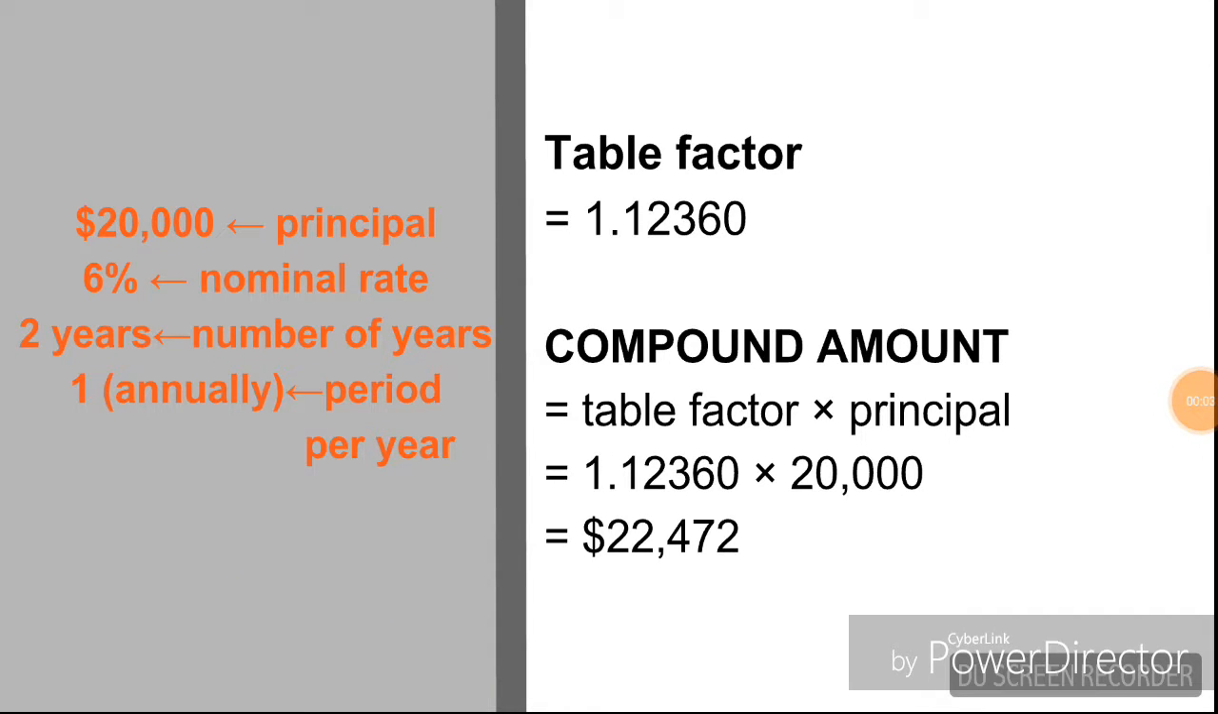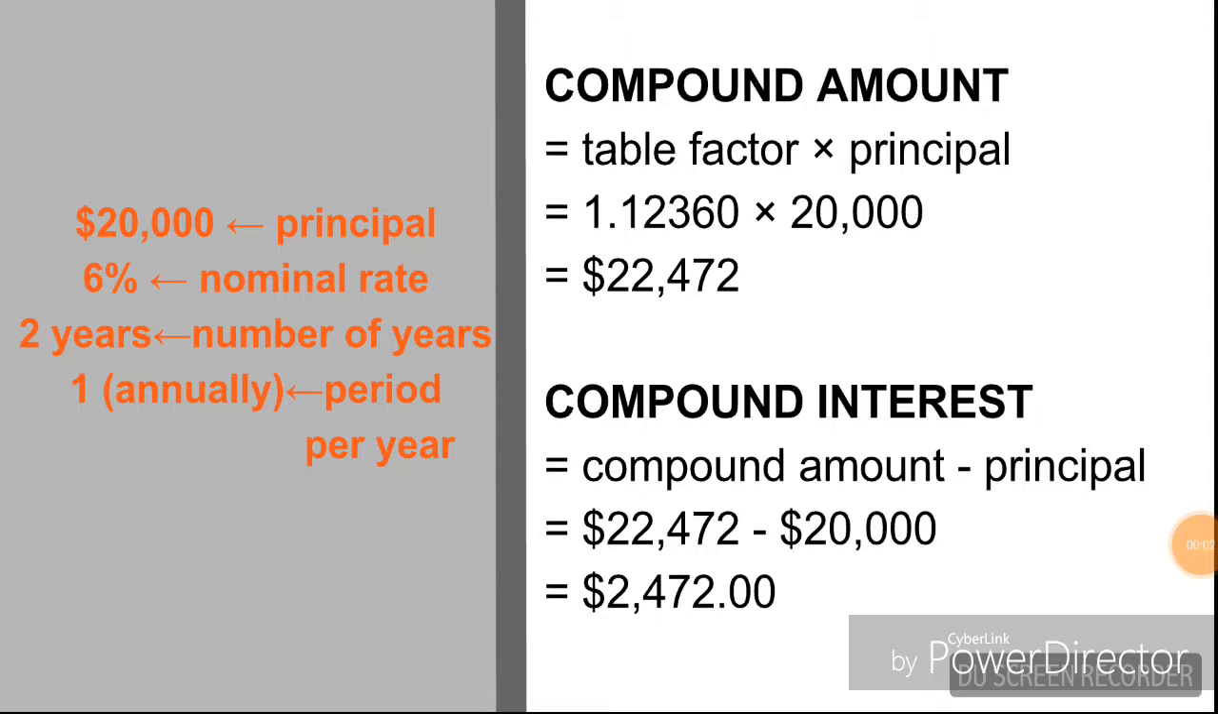Now that we have the table factor, we can already compute for the compound amount by multiplying the table factor by the initial principal. 1 and 1,236 10,000s times $20,000 equals $22,472, which is the same compound amount that we calculated manually. To compute for the compound interest, we repeat the same process wherein we subtract the initial principal from the compound amount.